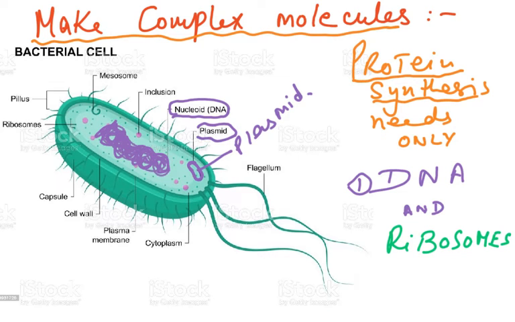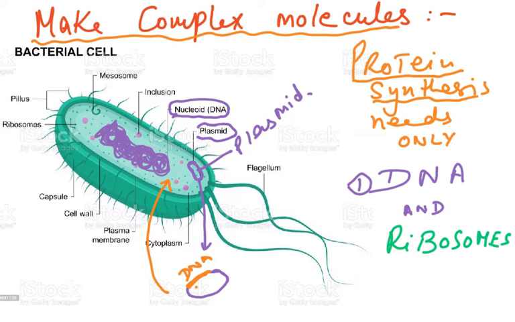So what we do is we take out this plasmid and we change it. How do we change it? We cut it and then we add another portion of DNA from a human cell or from any other organism, whichever we want. And then we put this back into the bacteria. So now we've got this DNA, which is now alien DNA.